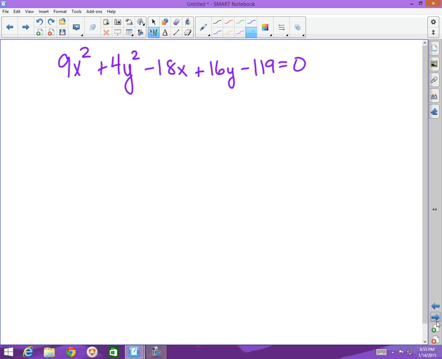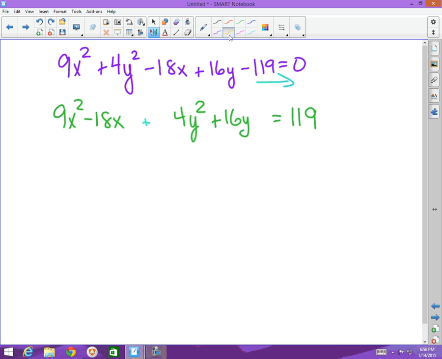All right, then with these last ones, figuring out what you have here and then trying to sketch a graph of it. This first one is 9x squared plus 4y squared minus 18x plus 16y minus 19 equals 0. Remember, if you don't know what you're looking at, group the things. You've got 9x squared minus 18x, and you've got 4y squared plus 16y equals 119, because you have to move that to the other side. And this would be a plus in between here.